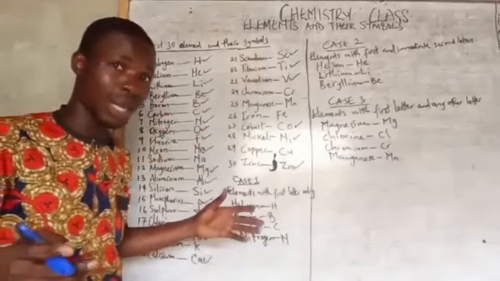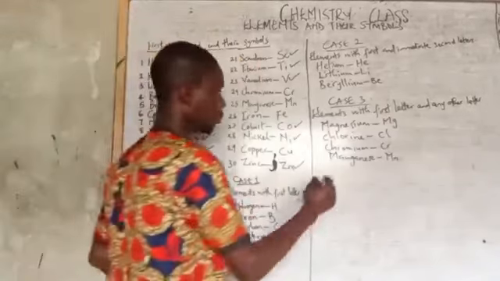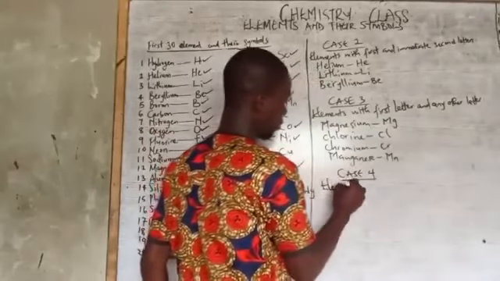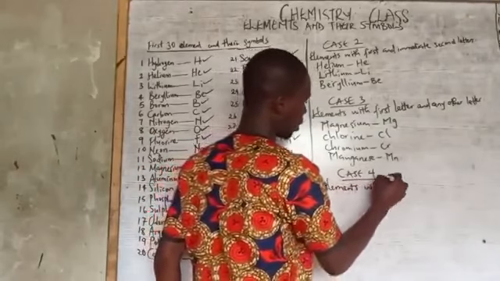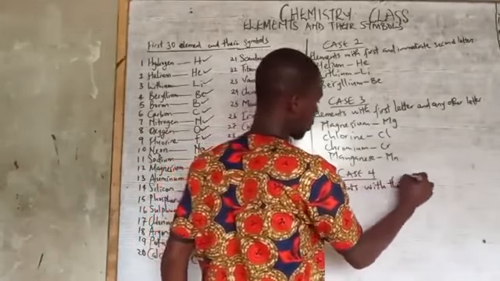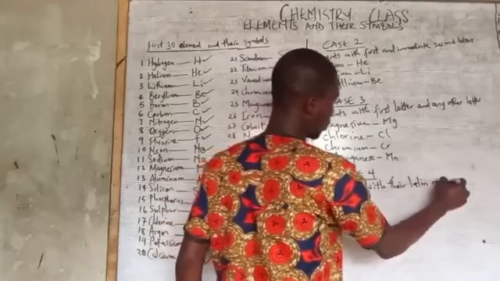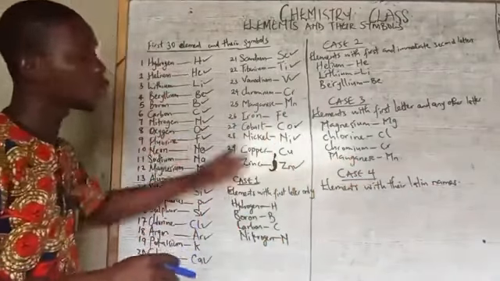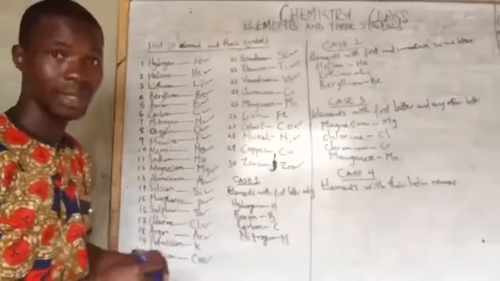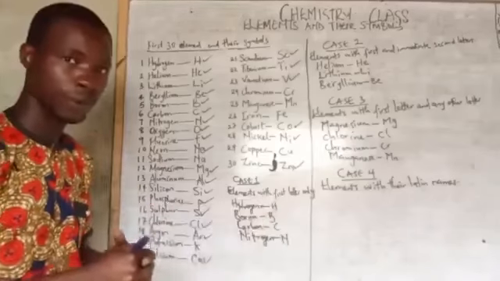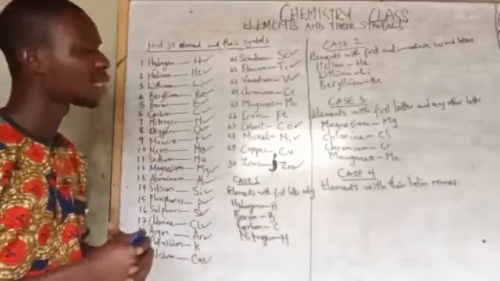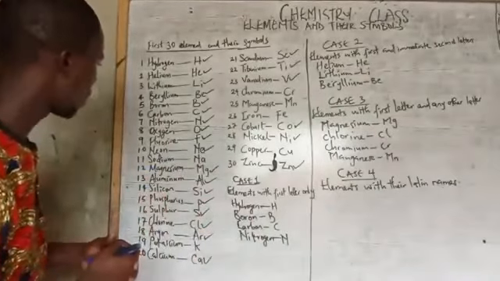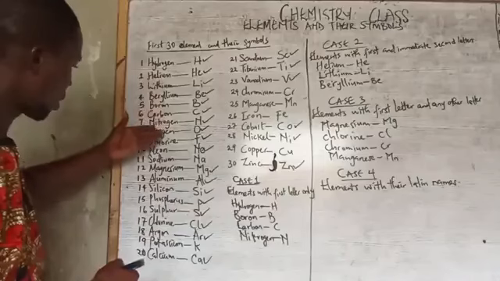Then this man suggested the last case, case 4. Elements with their Latin names. Now, the remaining elements that do not fall into any of these first 3 cases are going to fall in case 4. Elements that have their Latin names with them. So let's see, we have which example right here.